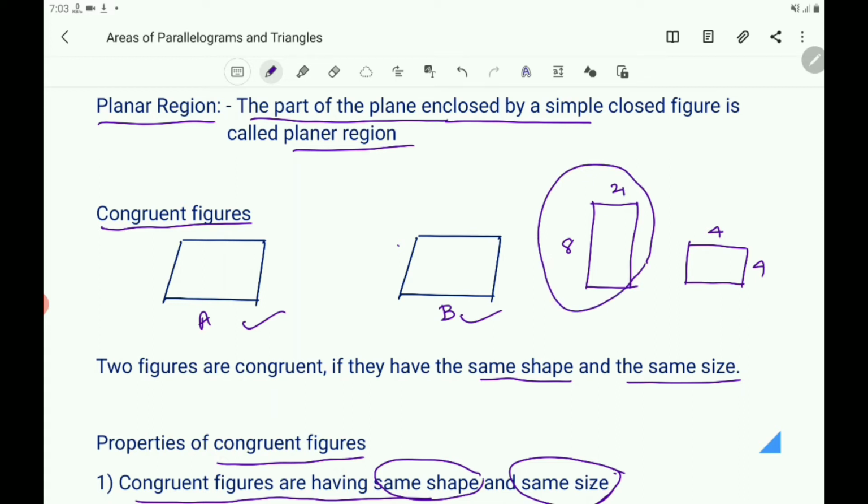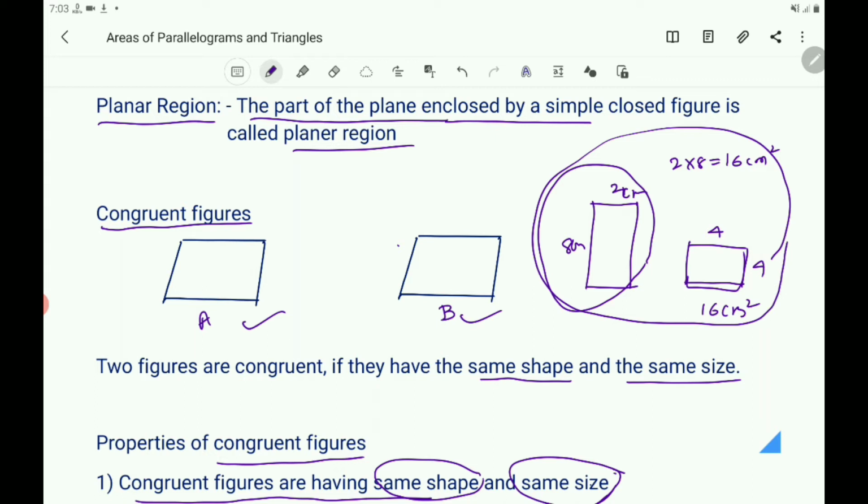The area of this rectangle is 2 into 8 equals 16 centimeter square. Here the length is 8 centimeter, the breadth is 2 centimeter. So the area is 16 centimeter square. Consider this figure, which also has the area 16 centimeter square, 4 into 4. Are they congruent? They do not have the same shape and same size. So even though they have equal areas, they are not congruent figures. Therefore, you can say that figures which are congruent are equal in area, but figures which have equal area need not be congruent.